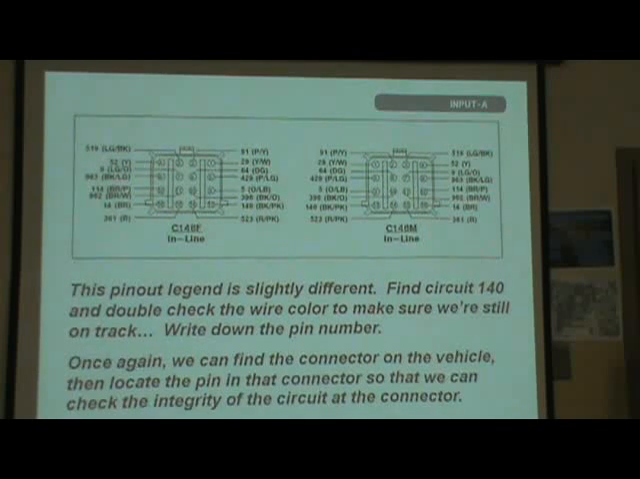Now, circuit 140, and double check the wire color to make sure we're still on track. Write down the pin number. Where's circuit 140? On the left. On the right side of the left thing. Yeah, it's also there. See that? This is both sides of that connector. So you notice that it's actually pin 13, isn't it? Pin 13 there, pin 13 there. Write down the pin number.